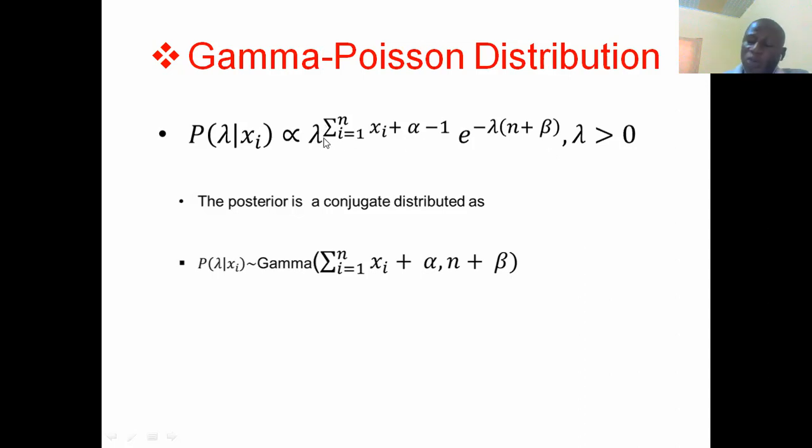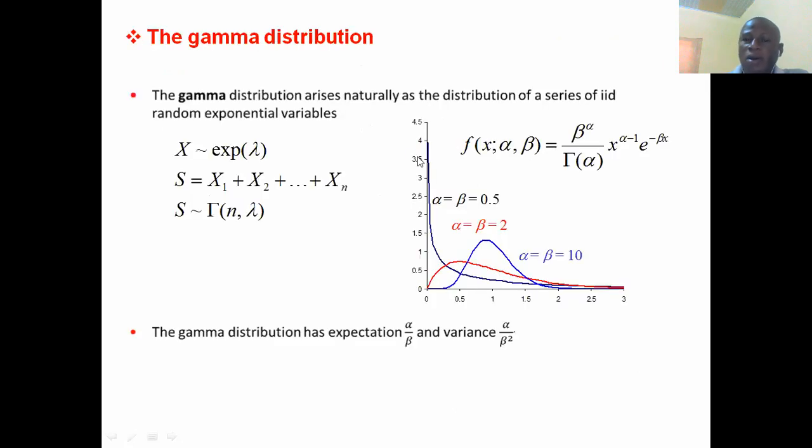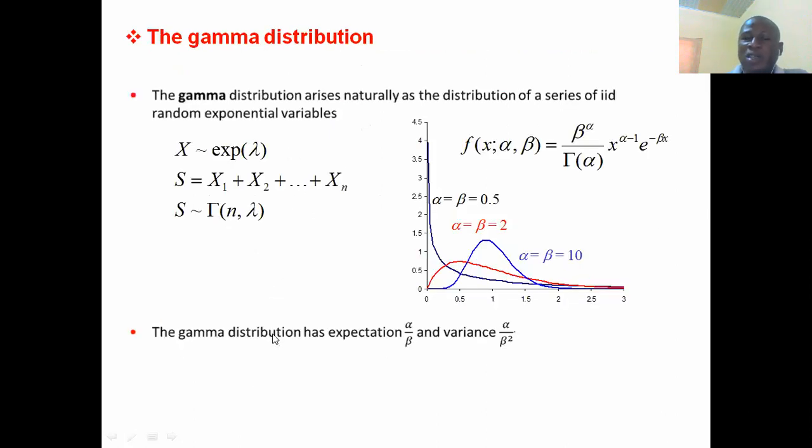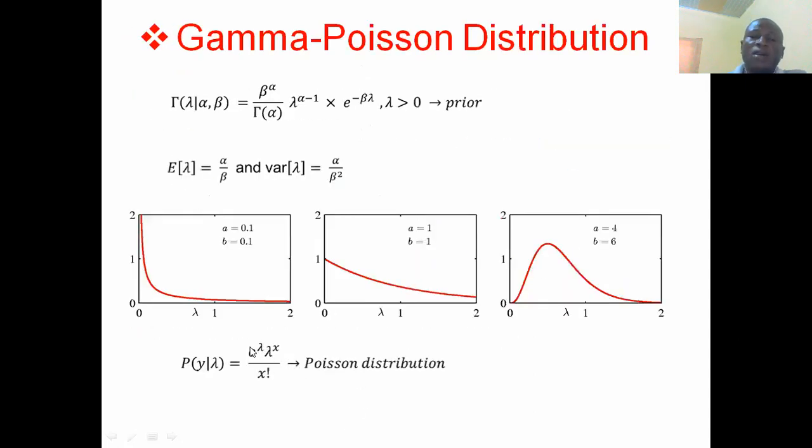So if we multiply this part by this part, that is what we are going to get here. Remember the likelihood function for the Poisson, which is here. If we take the likelihood function of this, we are going to take a product of this component here. And if we take the product of this component, then we are going to have e to the power minus n lambda, and then lambda to the power summation of xi. That is what we are going to have.